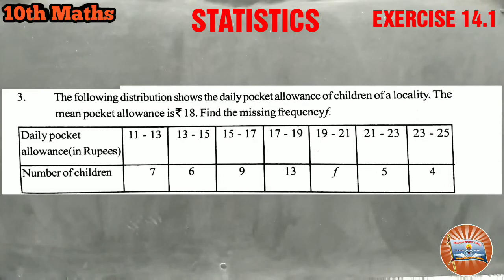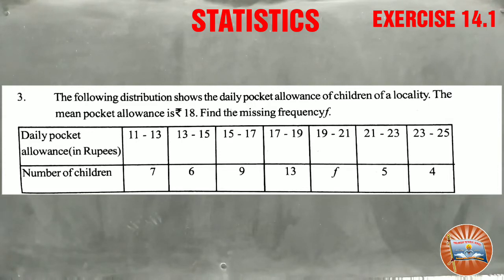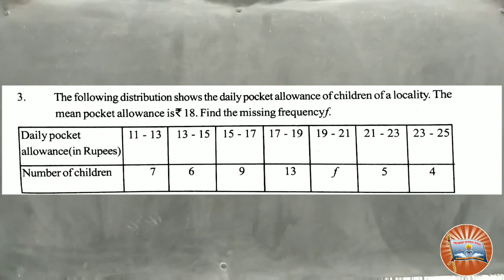So given the daily pocket allowances of children in rupees. The table: 11 to 13, 7 children. 13 to 15 rupees, 6 children. 15 to 17 rupees, 9 children. 17 to 19, 13 children. 19 to 21, f children. So we have to find the f value here. 21 to 23, 5 children. 23 to 25, 4 children. Given mean rupees 18.